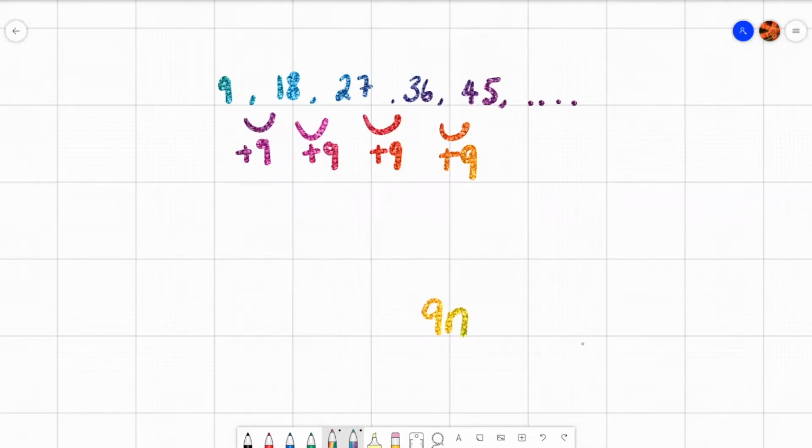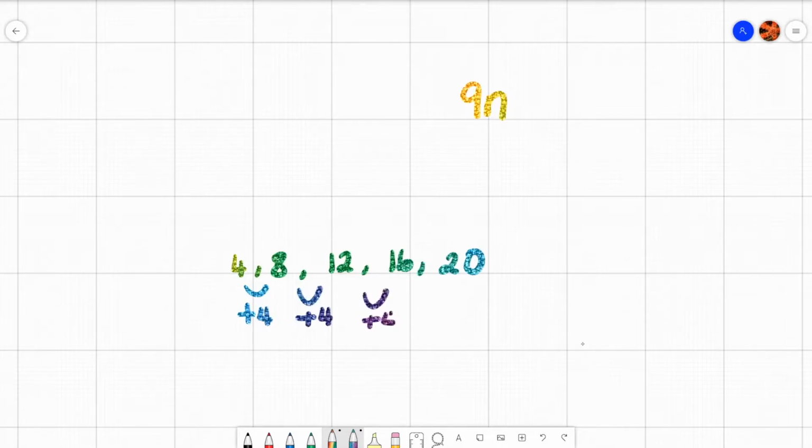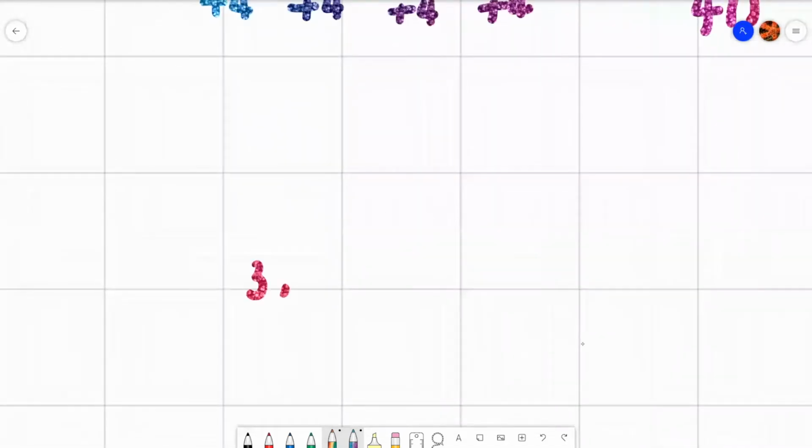Okay, if we had 4, 8, 12, 16, 20, what times table is this? And we know it's all adding 4 each time, don't we? What times table is this? It's a 4 times table, so it's just 4n. Okay, let's have a look at something slightly different then. Let's have a look at 3, 5, 7, 9, and 11.